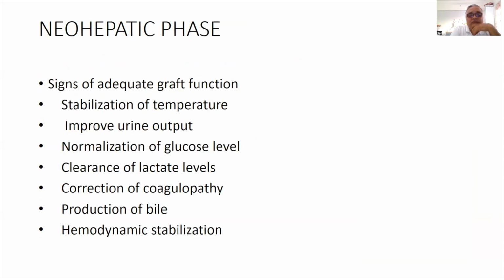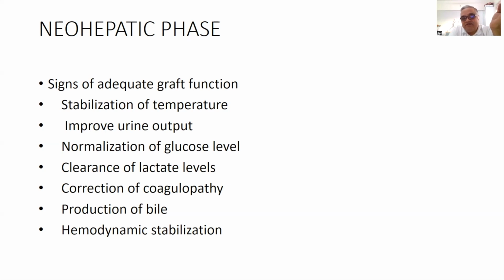Coming back to the neohepatic phase, once the liver clamps are open, we ask the surgeon to give us 5 or 10 minutes to stabilize all the hemodynamics. The graft turns pink. That indirectly tells you the graft function is good. Stabilization of temperature because the liver has picked up. Improvement in the urine output. Normalization of glucose level. Clearance of lactate level happens in the next 1 or 2 hours, not immediately. Indirectly tells you the liver has picked up.